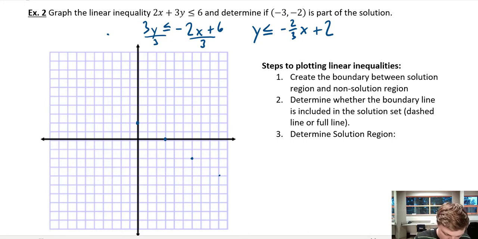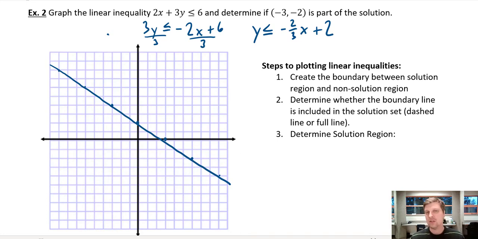And I can do the same thing going this way, over 3 and up 2, over 3 and up 2, and so on. And so now I've got my line. Since it is less than or equal to, I'm going to include this line as part of my solution. So I'm going to draw a solid line through here, so it can include anything that's on that line.